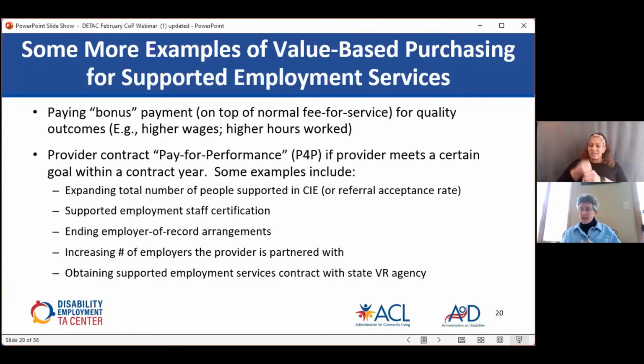Things like expanding the total number of people they have in competitive integrated employment, or having a high referral acceptance rate, having their staff get certified in supported employment, ending employer of record arrangements so that individuals working are directly employed by the businesses where they work, increasing the number of employers a supported employment provider partners with, or obtaining a supported employment services contract with a state VR agency. Next slide.